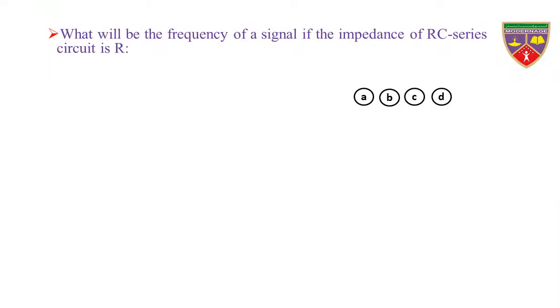What will be the frequency of a signal if the impedance of RC series circuit is R? Option A, F is equal to 0. Option B, F greater than 0. Option C, F less than 0. Option D, F is equal to infinity. The key is F is equal to infinity. Therefore, the correct option is D.